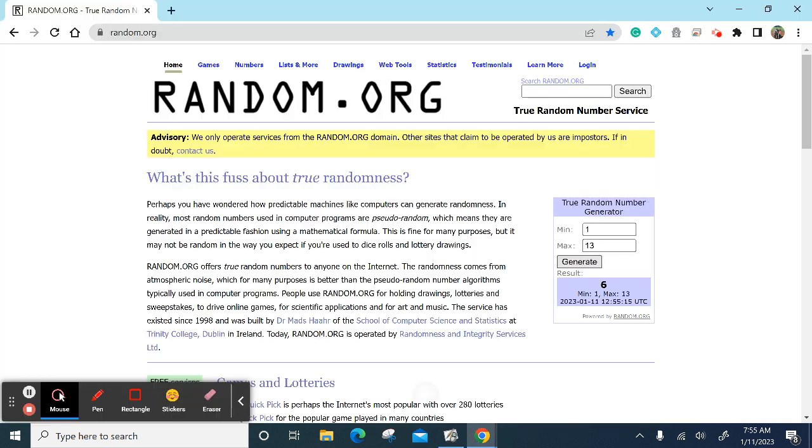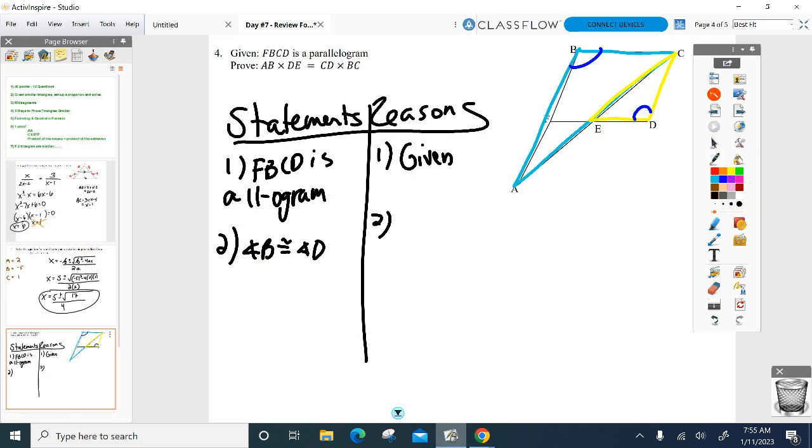Why are B and D equal? Parallelogram implies opposite angles congruent. You guys are machines today. I don't have to wait for anything.